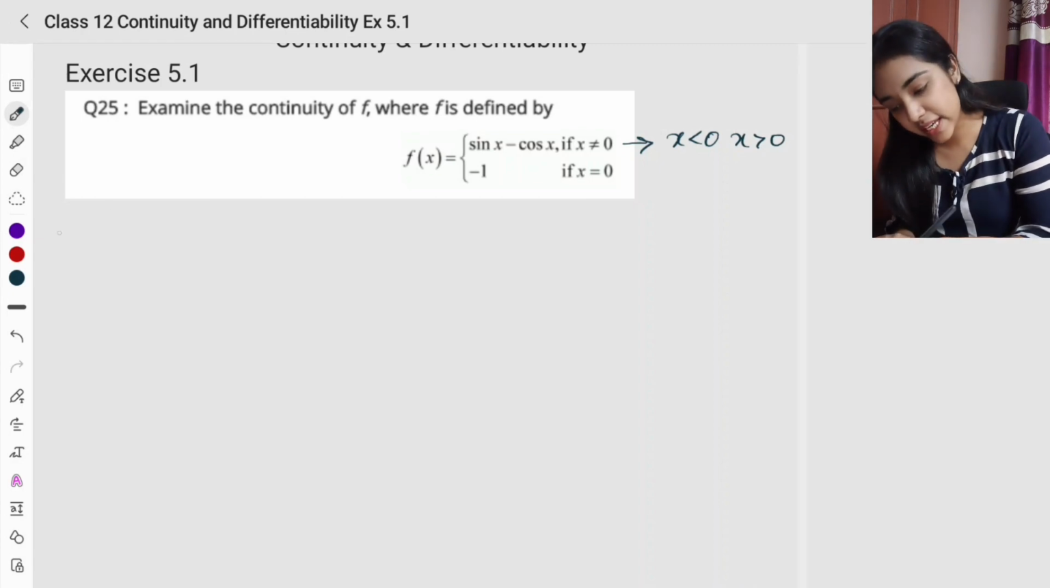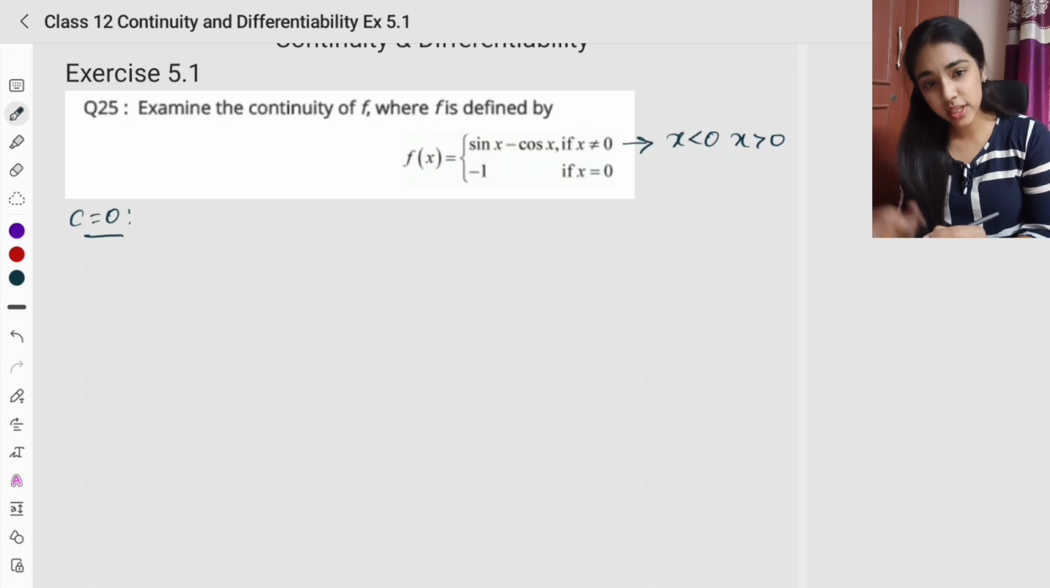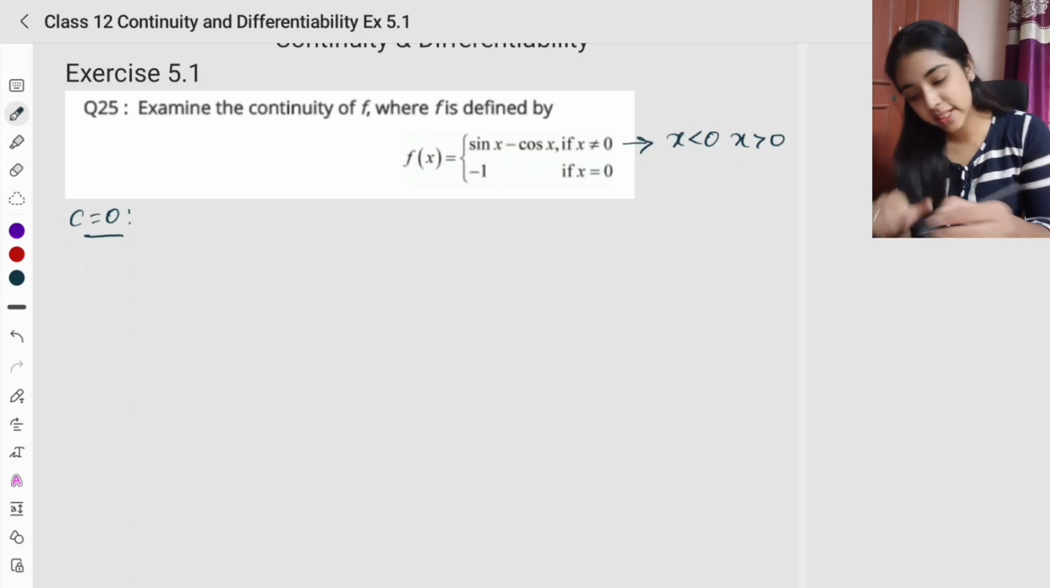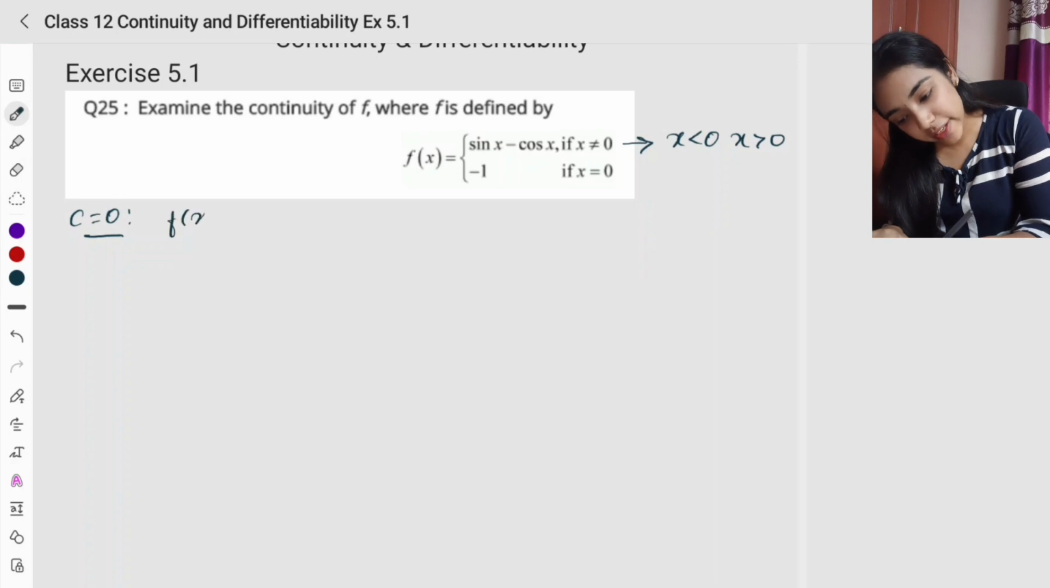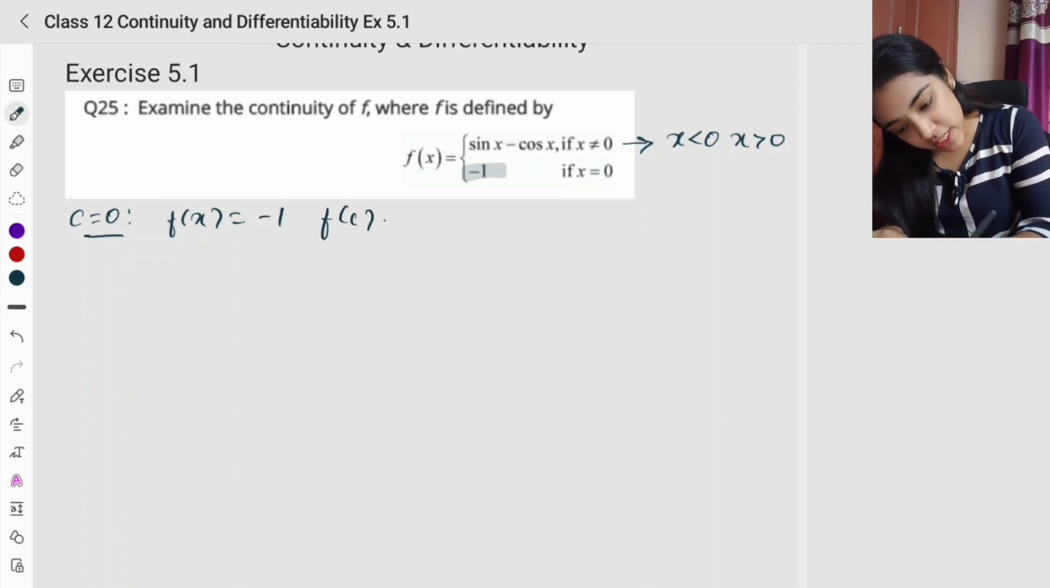So, first case I have c equal to 0, which means I have to look for both left hand limit and the right hand limit because I have a function where x is not equal to 0. Correct? Okay. Now, what is my f of x? My f of x is going to be the value that is marked here, marked in gray. Okay, so it is going to be minus 1. F of x is minus 1. So f of c is also going to be minus 1.